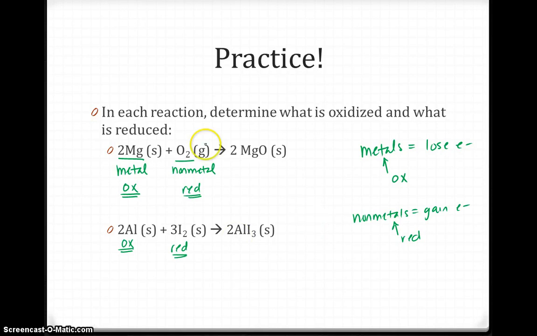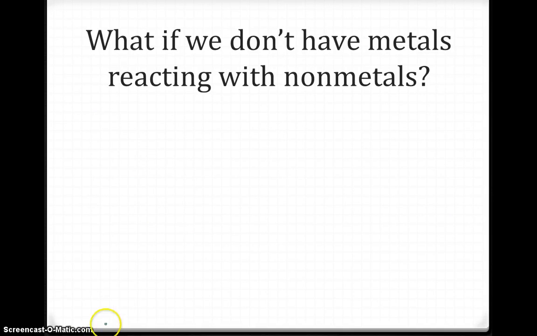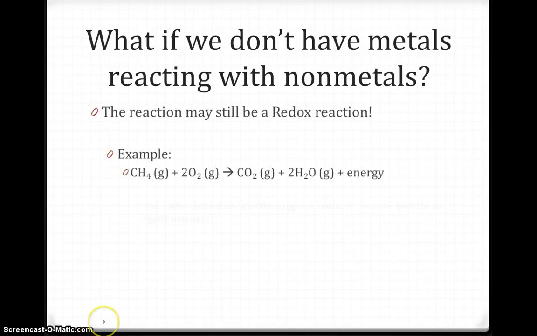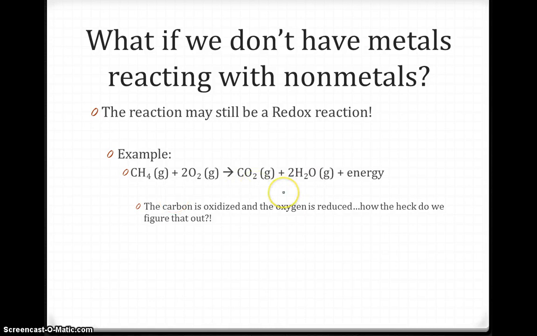So when we have simple synthesis reactions between metals and nonmetals, it's very easy to identify what's oxidized and what's reduced based on the type of element you are. Because your metals will always lose, your nonmetals will always gain, so your metals will always be oxidized, your nonmetals will always be reduced. But what if I gave you guys a reaction like this? CH4 plus O2 gives us CO2 and H2O.